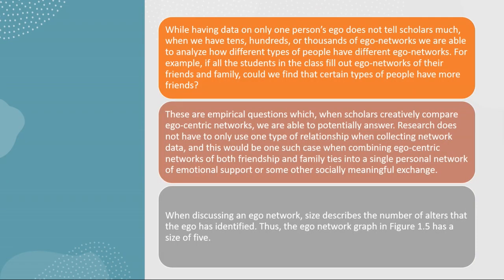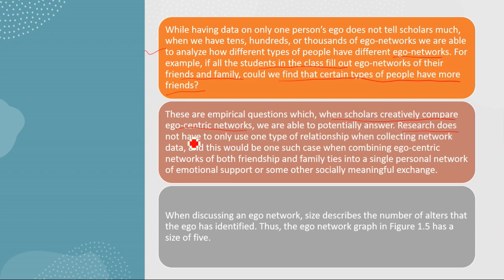Now we need to study this very well so that we can understand, and in future we can do this kind of analysis. Having data on only one person's ego network does not tell us much about what kind of relationships exist. But if we have tens, hundreds or thousands of ego networks, then we are able to analyze how different types of people have different ego networks. For example, if all the students in a class fill out the ego network of their friends and family, we could find that certain types of people have more friends. So these empirical questions, which scholars creatively compare across egocentric networks, we will be able to potentially answer.